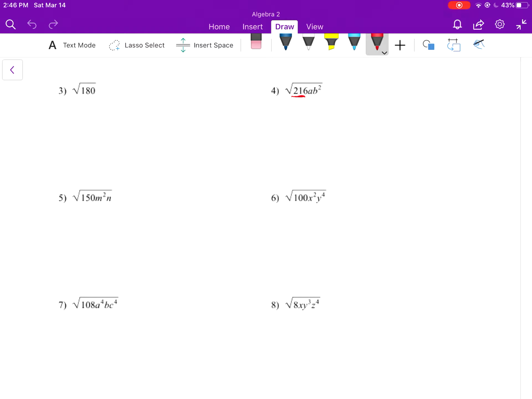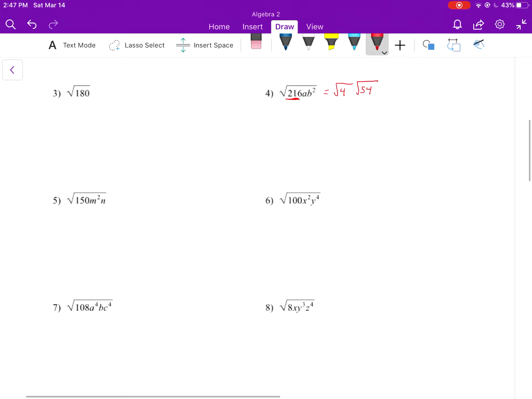I'm going to go with what I think maybe you guys would notice. And you might notice 4 goes into this. So we could write this as the square root of 4. And then you could do 216 divided by 4. You could do that on paper, or you could just do that on a calculator. 216 divided by 4 is 54. And so I'm just going to deal with the numbers right now.